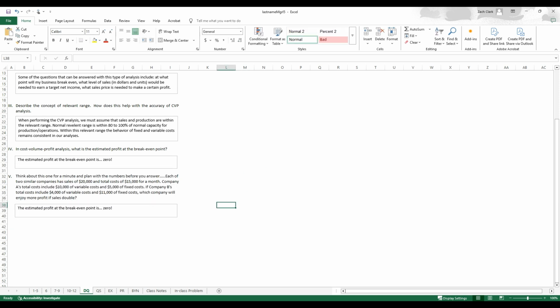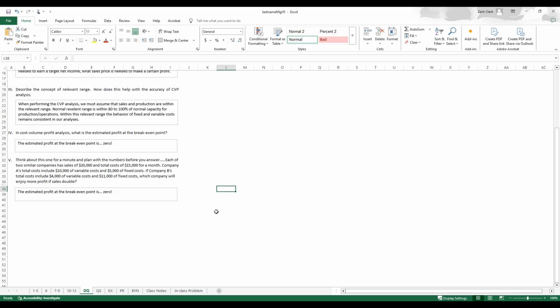So, okay, let's look at the last problem here. Number 5, think about this one for a minute. Plan with the numbers before you answer. Each of the two similar companies had $20,000 in sales, total cost of $15,000. Company A's total costs include $10,000 of variable costs and $5,000 of fixed costs, and company B's total costs include $4,000 of variable costs and $11,000 of fixed costs. Which company will enjoy more profit if sales double? And let's not do a text box. Let's do an Excel for this one. So just a little impromptu spreadsheet.